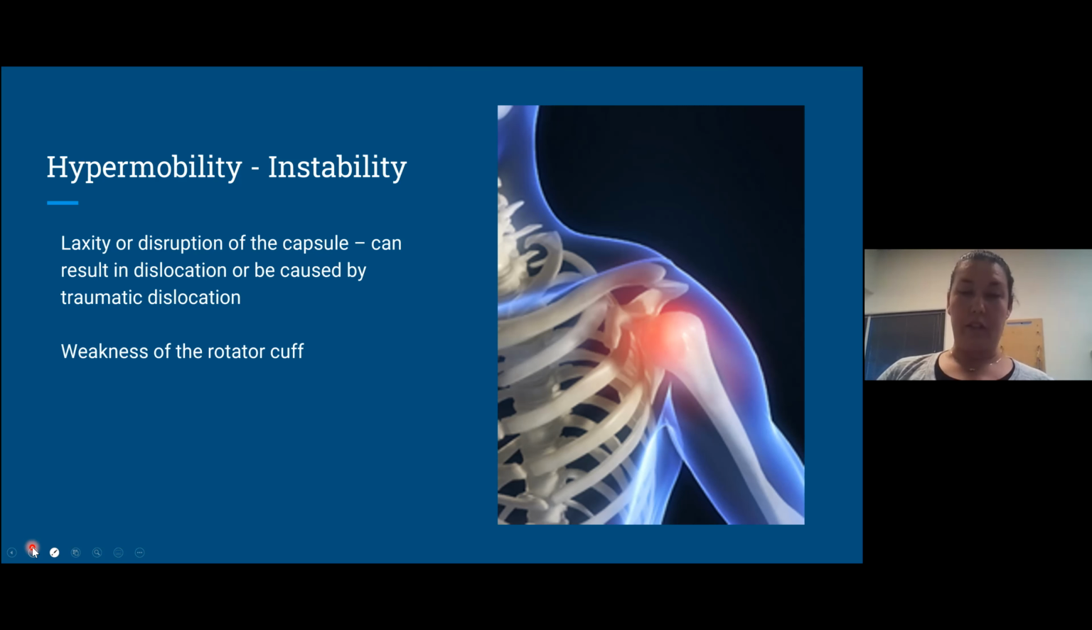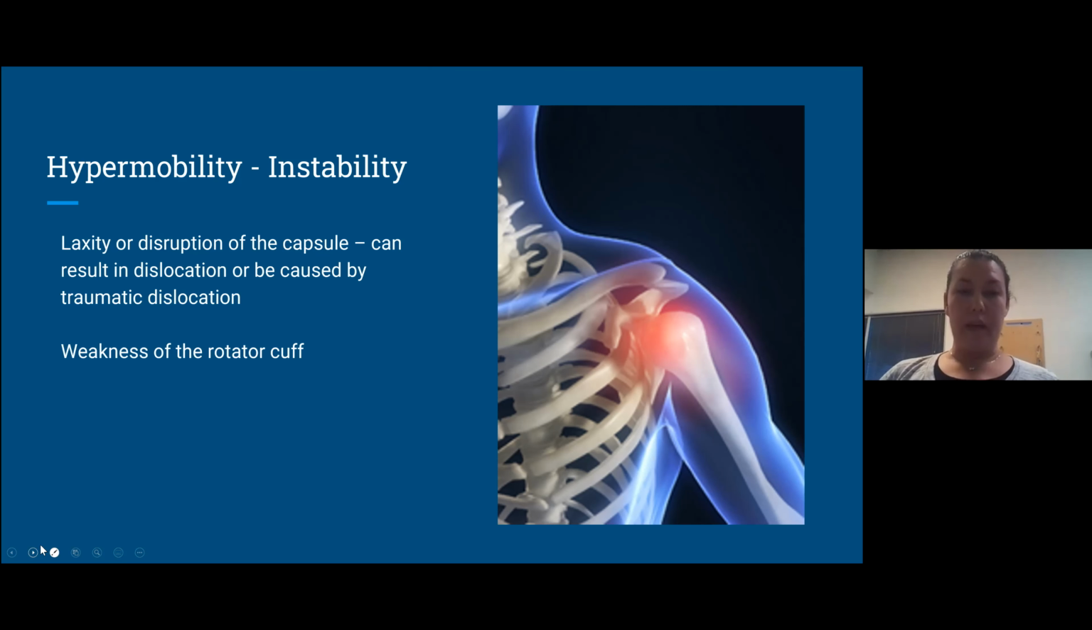Dislocation can occur due to laxity of the capsule or even the result of trauma, such as falling on an outstretched arm. Also, weakness of the rotator cuff muscles can result in instability of the shoulder. So if your muscles aren't strong enough to support that joint in a nice neutral position, that can also result in instability.